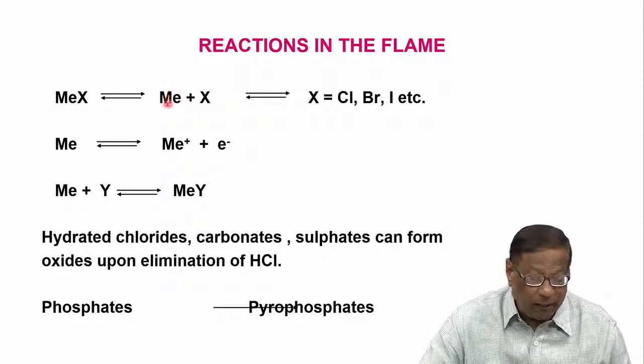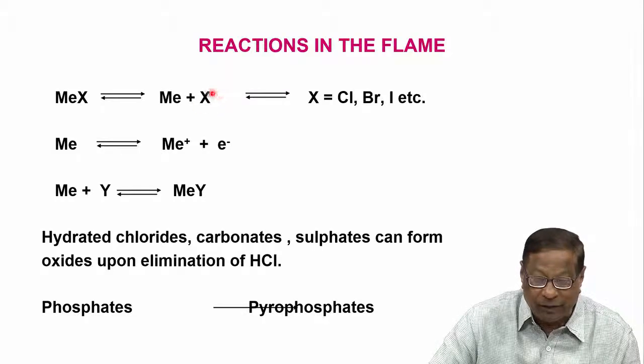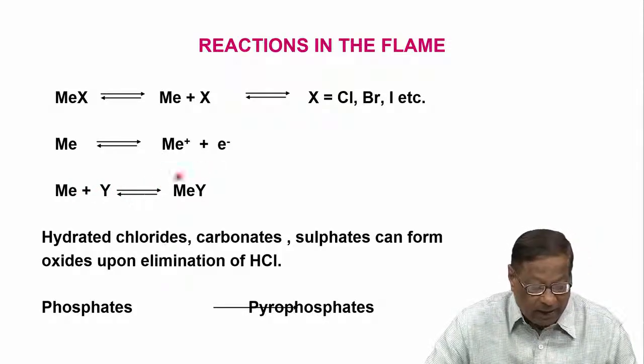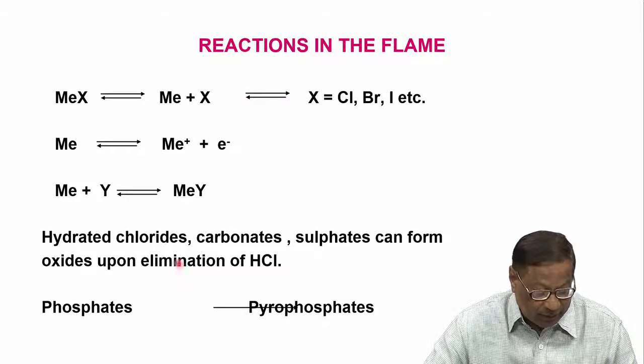So, the metal ion will be there, and metal atom and X, that is halogen, where X can be chloride, bromide, etc. Now, this metal can become an ion by losing an electron, and this metal can combine with another halide ion producing MY, another salt, that is also possible. So, hydrated chlorides, carbonates, sulfates can form oxides, this is the oxide MY, upon elimination of HCl, hydrochloric acid.